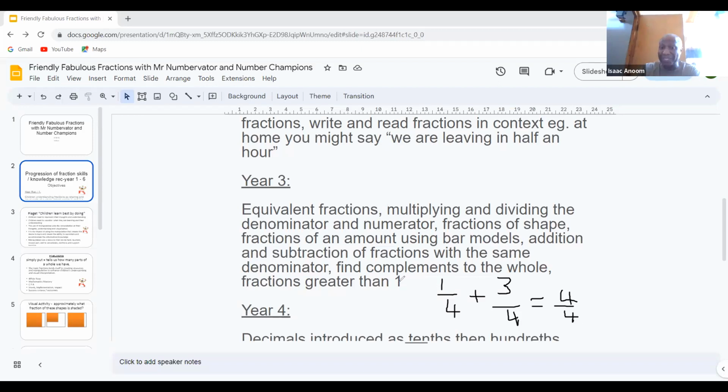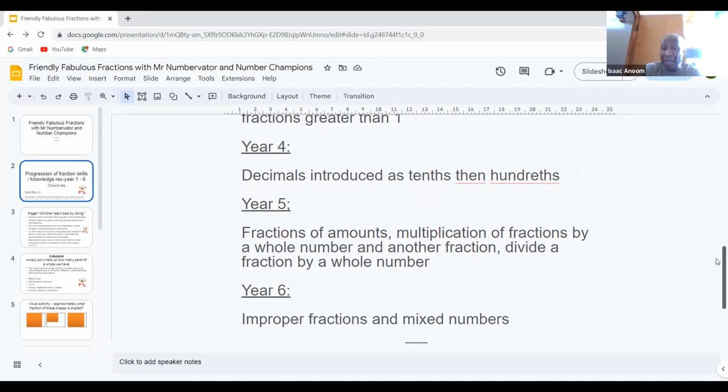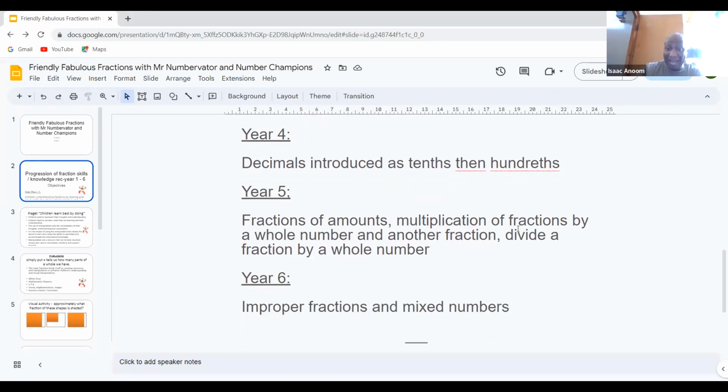And by coincidence, the example that I've given you is about finding complements to the whole. 3/4 plus a quarter, they complement to make one whole. Decimals are introduced as tenths and then hundredths by year 4. So we're looking at how to compare them with our fractions, 1/10, 2/10, and so on. By year 5, we're looking at fractions of amounts and multiplication of fractions by a whole number and another fraction, and how to divide a fraction by a whole number.